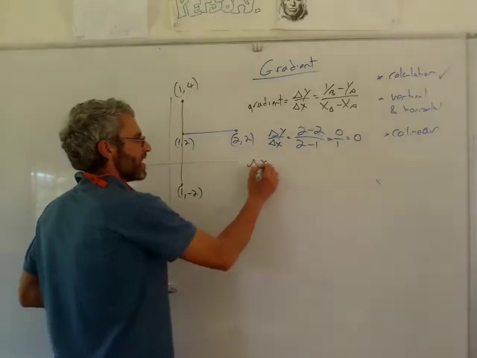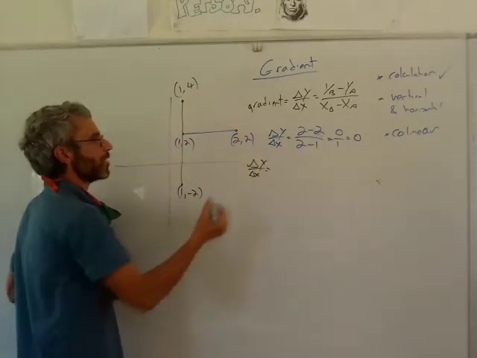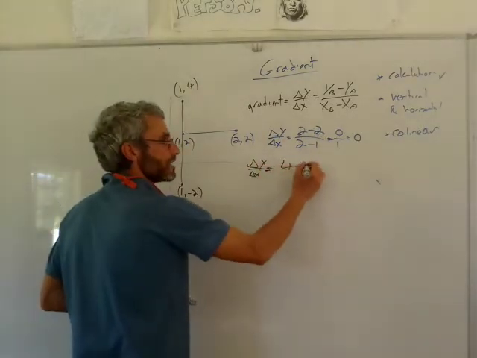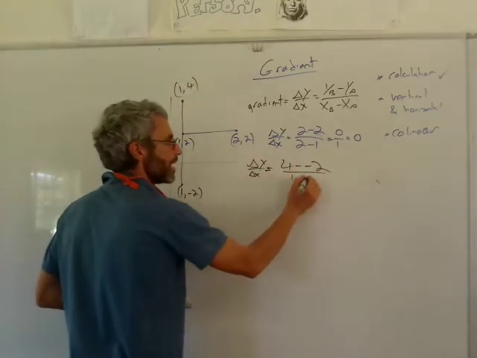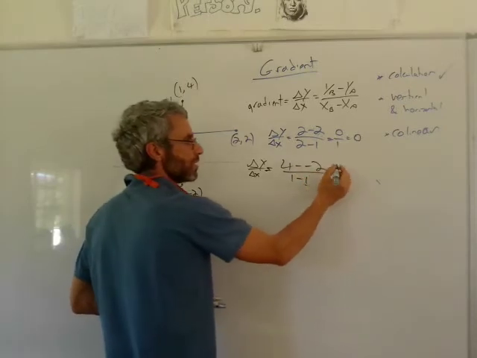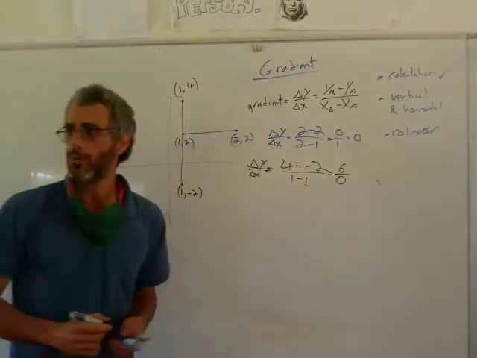Right, so in this case, delta y over delta x. What's the difference in the y? How do I calculate the difference in the y? 4 minus, don't forget the second, minus 2, divided by 1 minus 1. Okay? So what is 4 minus 2? 6. Divided by? 0. Which is infinity.